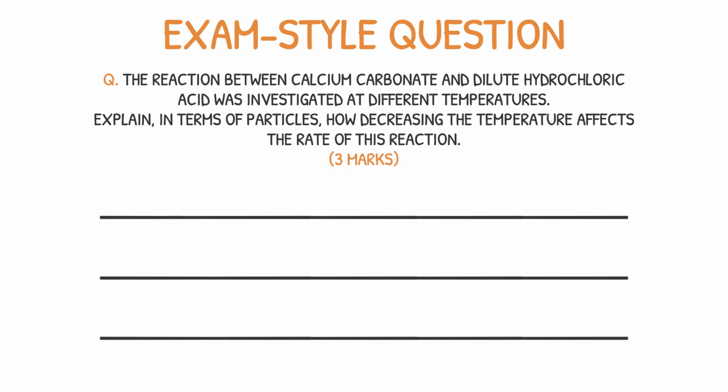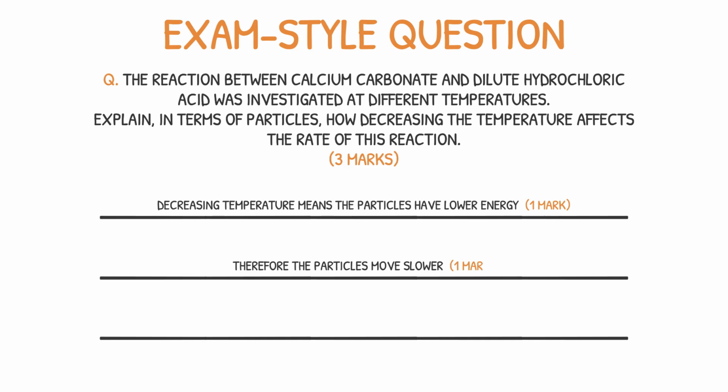Changing the temperature of a chemical reaction changes the energy the particles contain, which in turn affects the collision rate between reactant particles. When the temperature of a reaction is decreased, the particles have lower energy. This is our first mark for this question. As a result of the particles having lower energy, they move a lot slower. There's your second. Our final mark is awarded for tying these 2 points together.